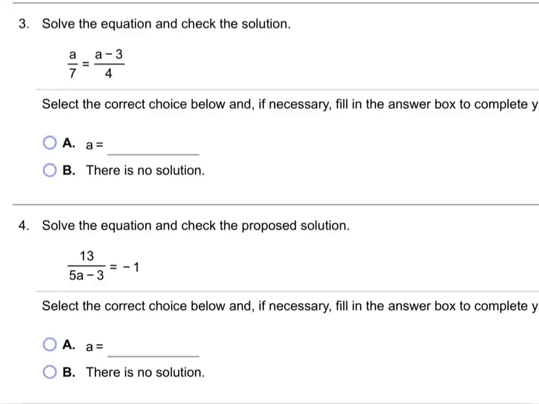Number 3 is going to actually be a little bit easier. So like we were just saying, here we don't have 3 fractions, right? We just have 1 fraction on the left, a over 7. 1 big fraction on the right, a minus 3 over 4. So you can just cross multiply. It's the same thing. So in other words, you can just go diagonal, diagonal. In other words, 4 times a is 7 times a minus 3. Am I making any sense there?